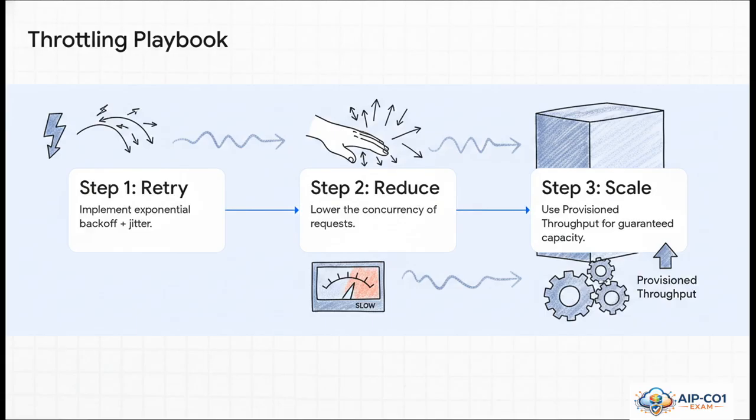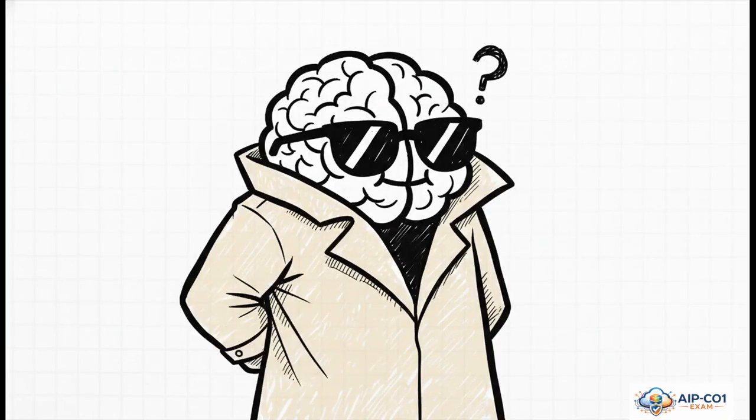So here's the standard architect's playbook. First, when a request fails, don't just hammer the API again. You need to retry intelligently, waiting a little bit longer each time. Second, you might need to slow down how many requests you're sending all at once. And finally, if this is a constant problem, that's a huge signal that you need to buy that dedicated capacity with provisioned throughput.